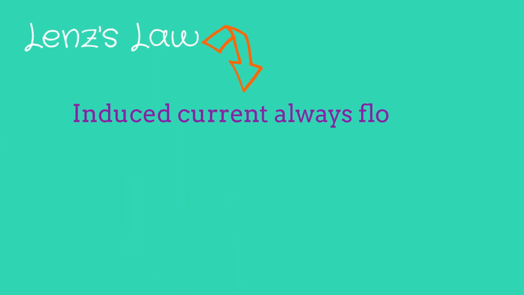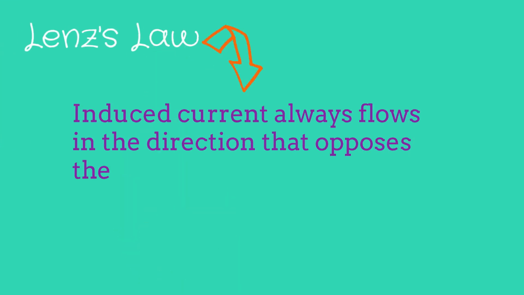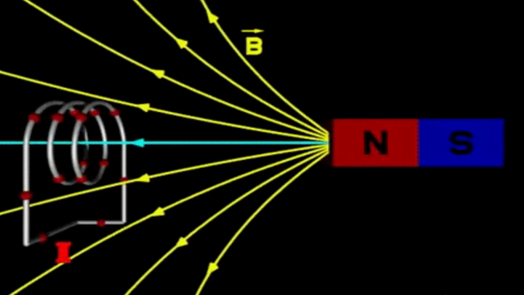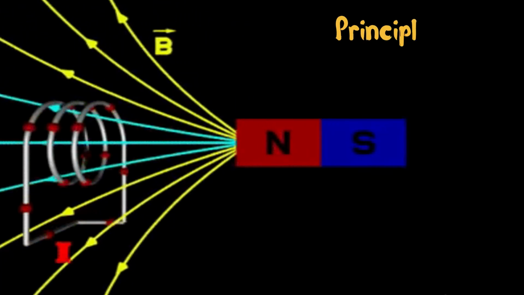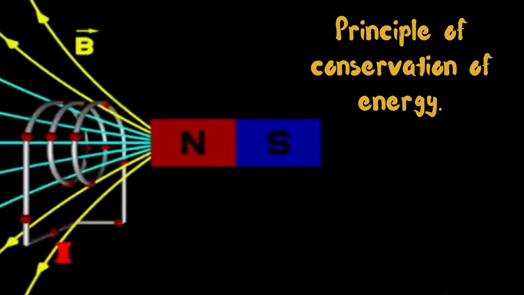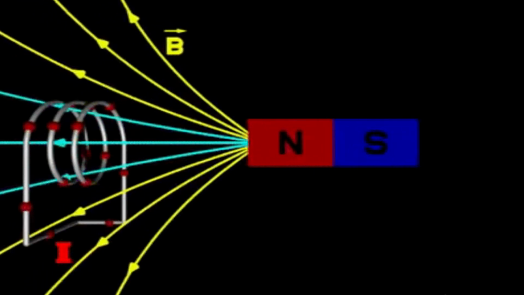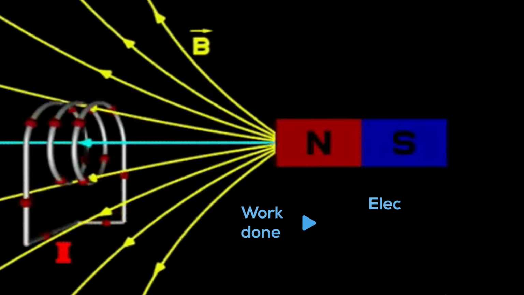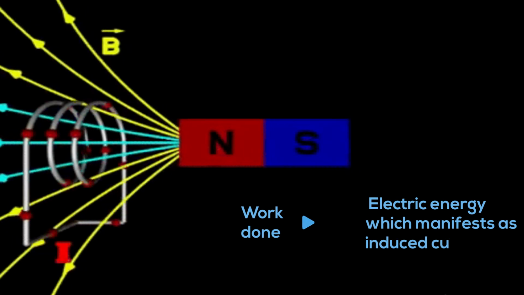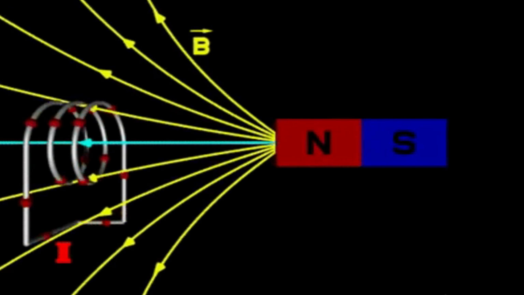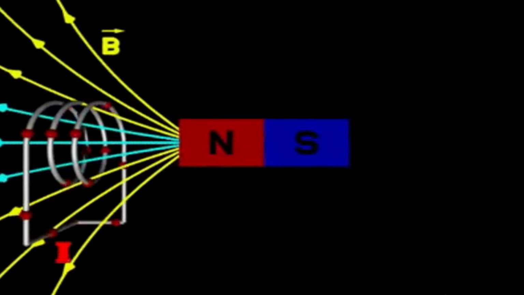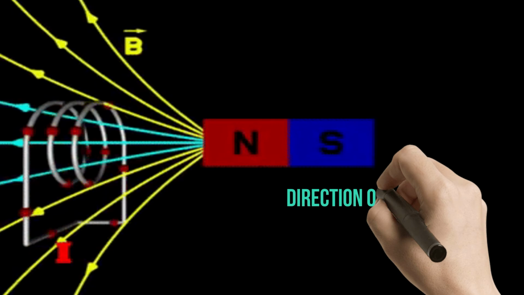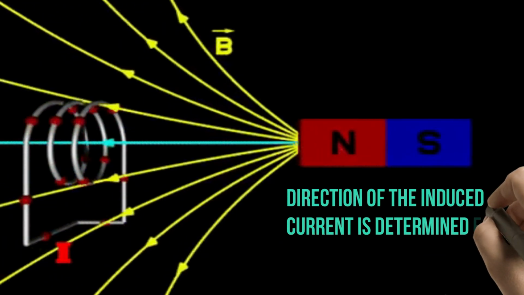Lenz's law states that the induced current always flows in the direction that opposes the change in magnetic flux. Lenz's law also obeys the principle of conservation of energy. Work is done to move the magnet against the repulsive force. This work done is converted into electric energy, which manifests as an induced current. For a conductor in a closed circuit moving perpendicular to a magnetic field, the direction of induced current is determined from Fleming's right-hand rule.